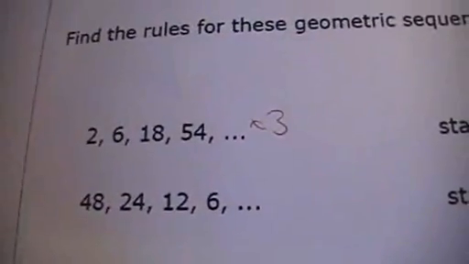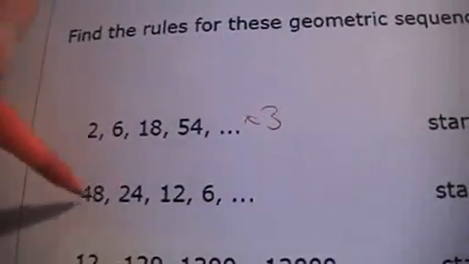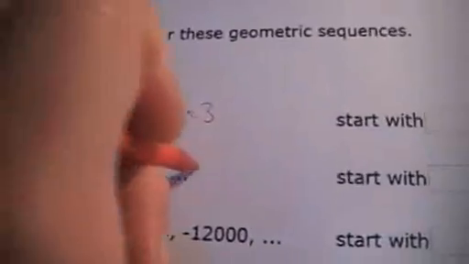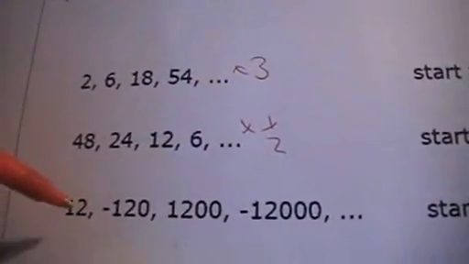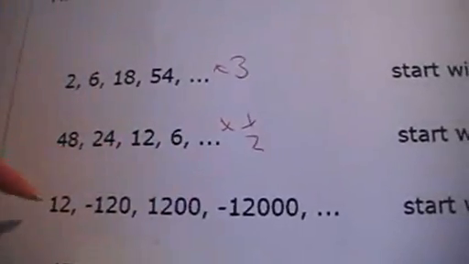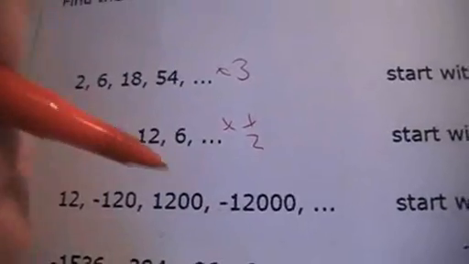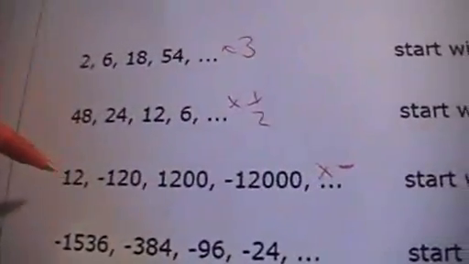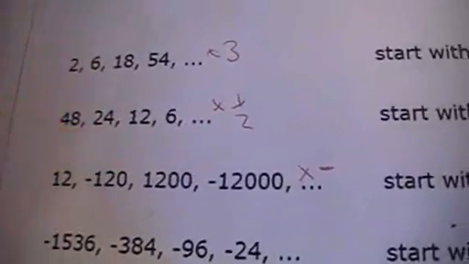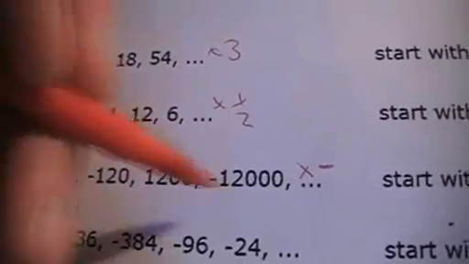This one, multiplying each term because you're halving it, so you're multiplying. It's always multiplying with geometric sequences by half. This one, now look at the signs. Positive, negative, positive, negative. So you're going to have to multiply by a negative number, because that's the only way of changing a positive to a negative and negative back to a positive. And the common ratio here is actually multiplied by -10.